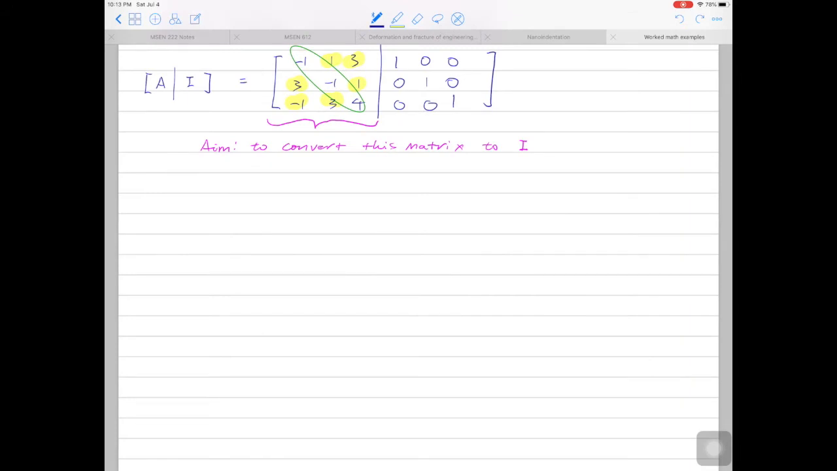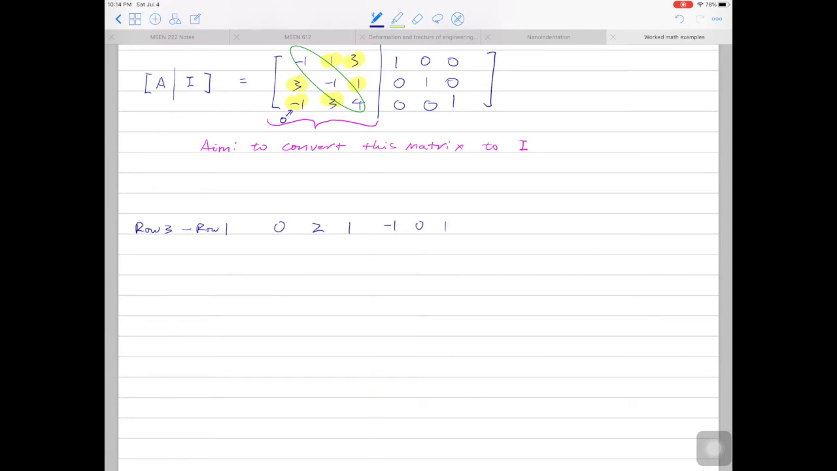In order to make this entry into 0, what we can do is to use row 3 minus row 1. So minus 1 minus minus 1, that's 0. 3 minus 1, that's 2. 4 minus 3, that's 1. Then on the identity matrix side, 0 minus 1 will be minus 1. 0 minus 0 will be 0. 1 minus 0 will be 1.